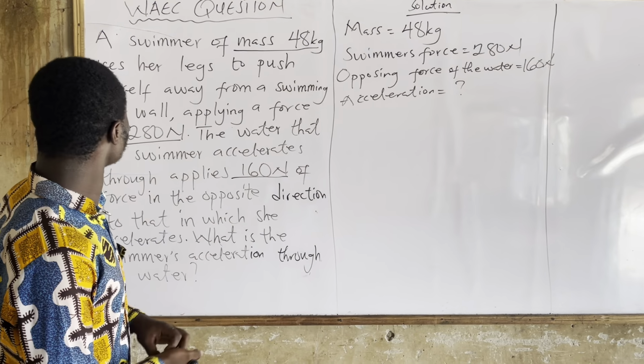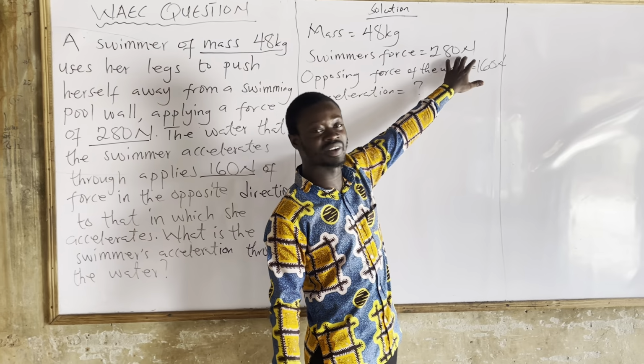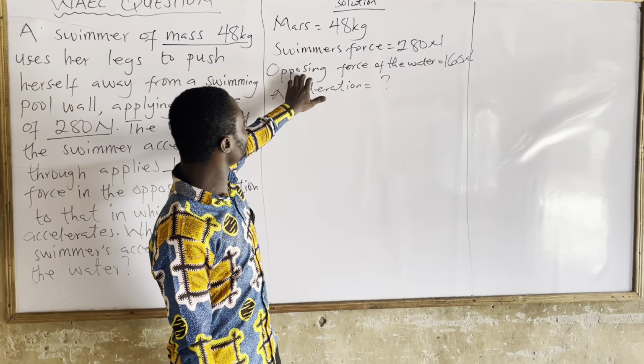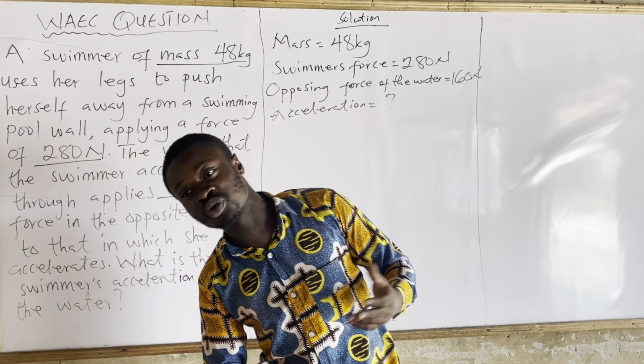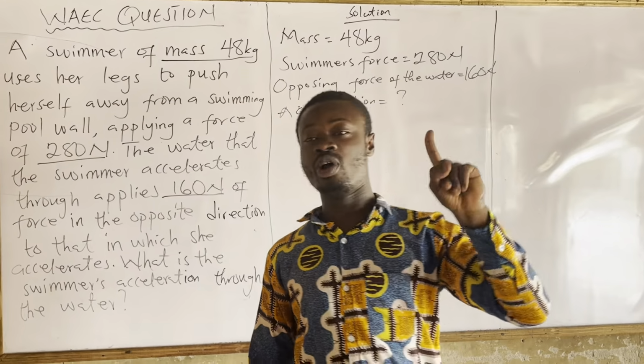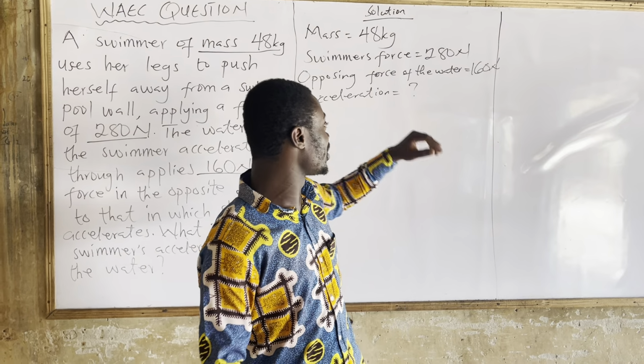Okay, so before we can solve this, we have two forces. We have the swimmer's force, which is 280 newtons, and then we have the opposing force of the water, which is 160 newtons. We cannot use the two forces to solve it. We have to get only one force, and that one is called the net force. So let's find the net force from the question.